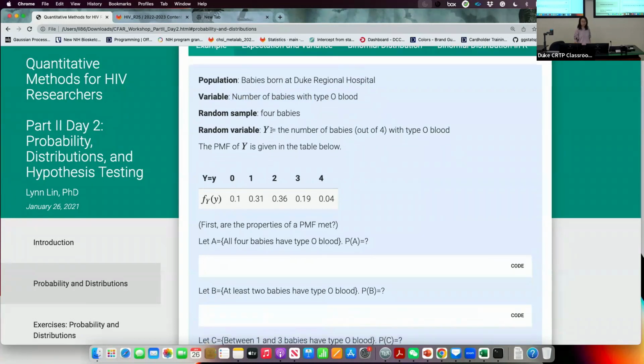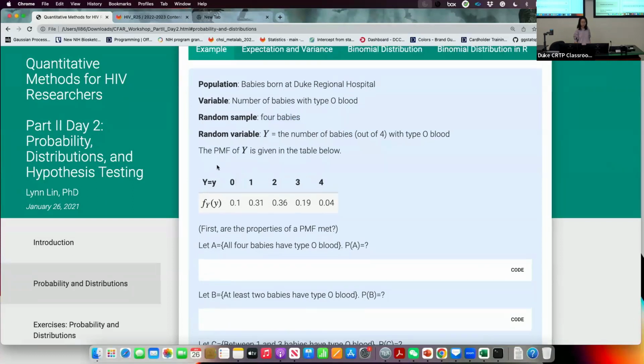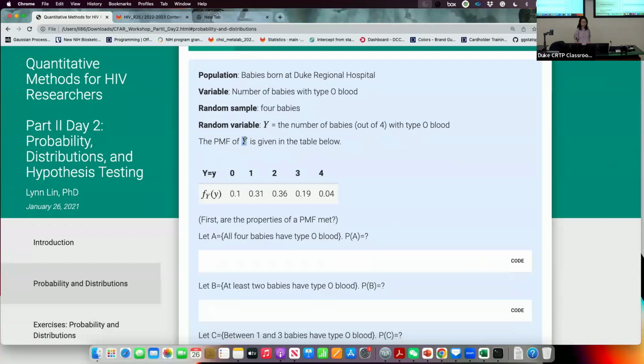So here I use big letter Y to denote the random variable. And what is the random variable? It's the number of babies out of 4, because the sample size is where I only have 4 babies. So the number of babies out of 4 with type O blood. And then this is the PMF, the probability mass function, specific for this random variable.